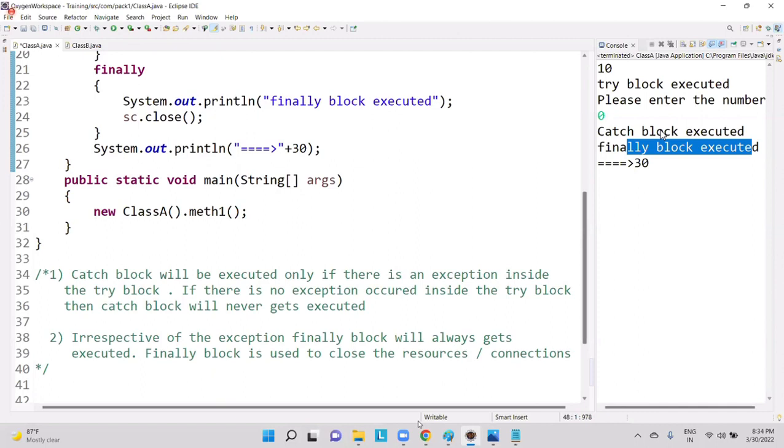Okay, Rajarao is asking me a question, that is, sir, is catch block catching the exception anywhere in the program or only inside the try block? Rajarao, catch block will be able to catch the exception only if it occurred in the try block, not anywhere inside the program. Rajarao, is it clear?